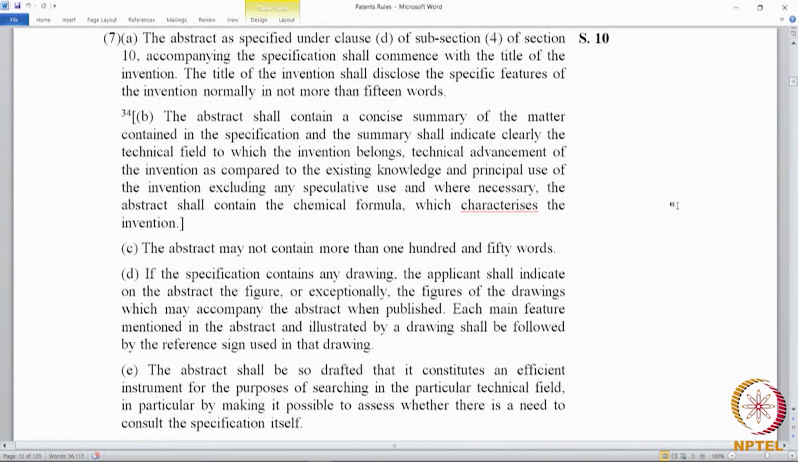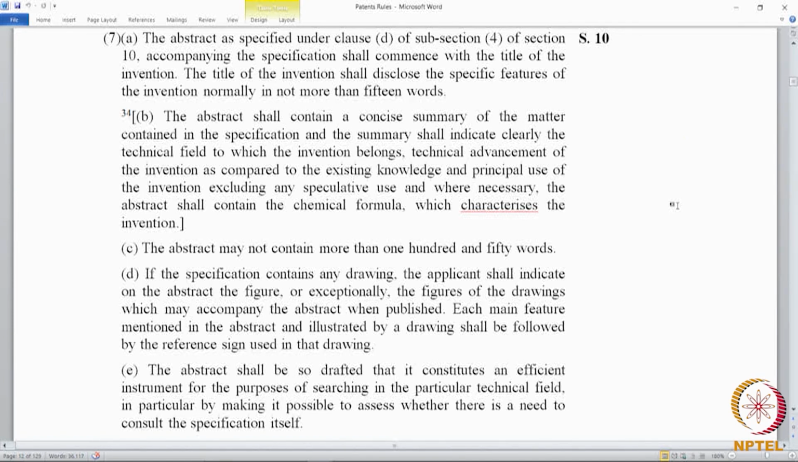Rule 7a gives the details of what should be contained in an abstract. The abstract shall commence with the title of the invention. So there has to be a title for the abstract, which is the title of the invention. The title of the invention shall disclose the specific features of the invention, normally in not more than 15 words. So that's a requirement for the title. The title cannot be longer than 15 words. And the abstract, which will be in a separate page, should have the title. So the abstract will begin with the title, and the title should not be more than 15 words.